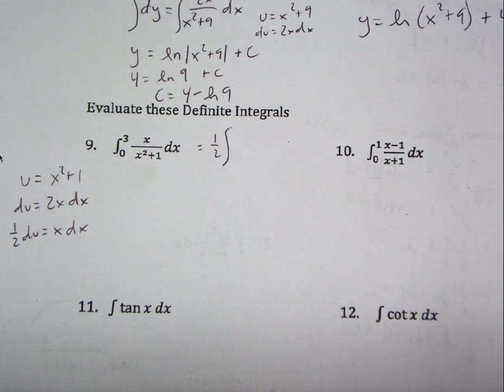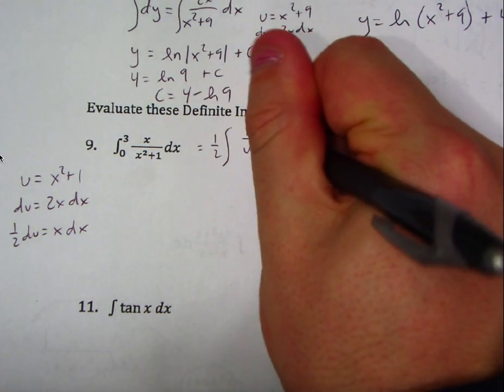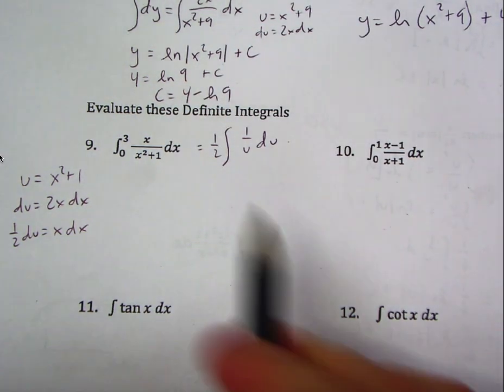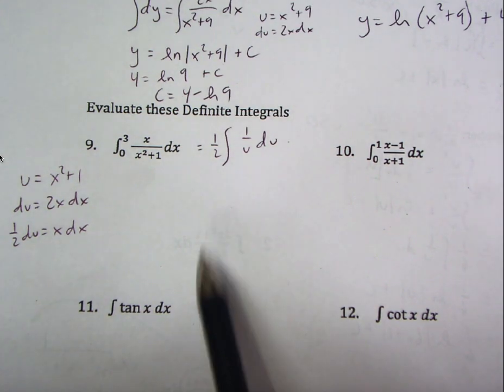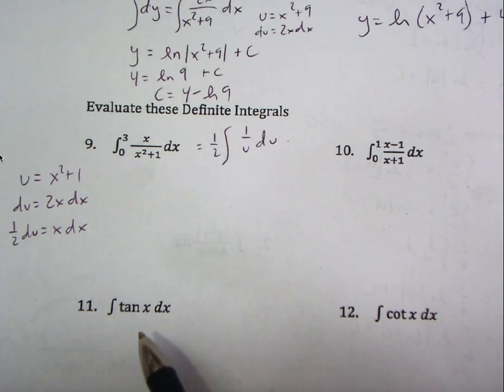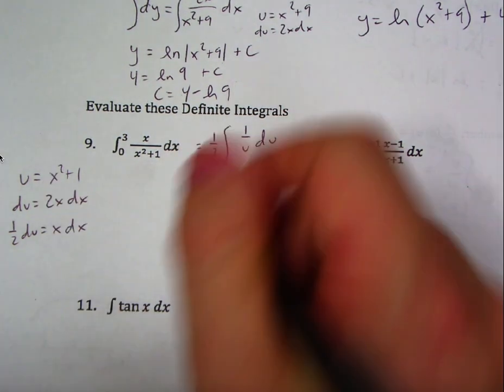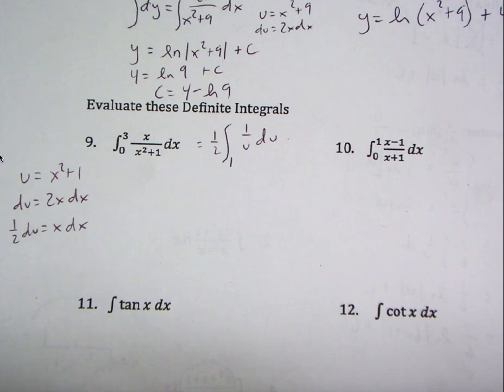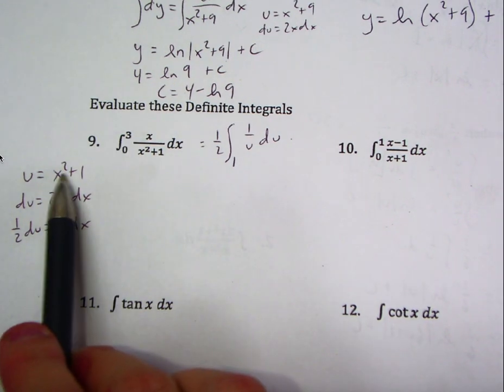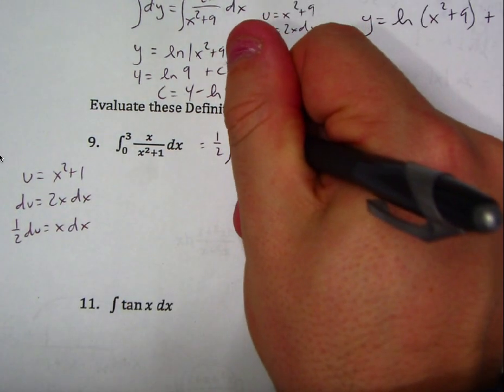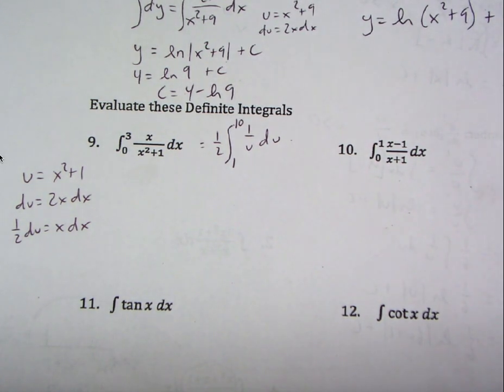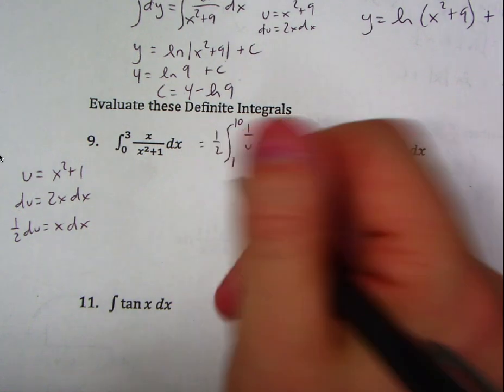And then we would have 1 over u du. I didn't put limits on there because I'm going to change them. I'm just going to keep everything in terms of u from here on out. So when x is 0, u is 1. And when x is 3, 9 plus 1, the upper limit will be 10. And I'm never going to put the x squared plus 1 back in at this point. You could, but I'm just not.